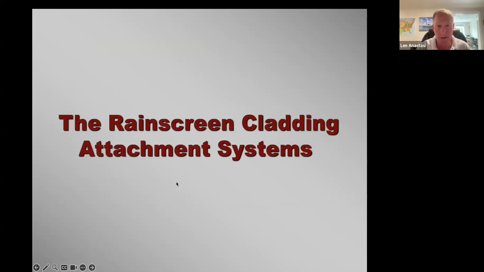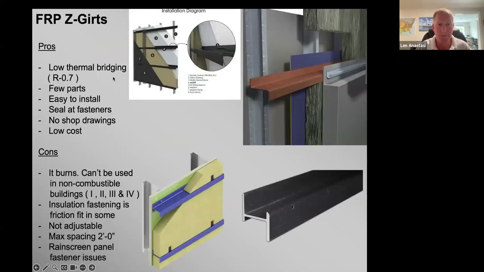All right, so let's take a look at the systems that are out there. So we have these FRP Z-girts. There are many manufacturers of these, and there are more coming every week. They say, oh, we're true thermal break, but they still have an R-value, which is a resistance to the flow of heat. It's really low. It's 0.7 for the fiberglass base. If you go carbon fiber as your fiber reinforcing, it goes up to R-1, so that's a little bit better. But you still do have a lower R-value at these locations.